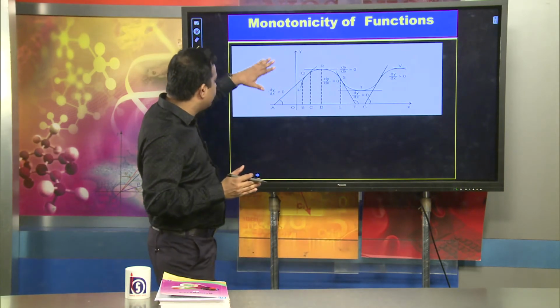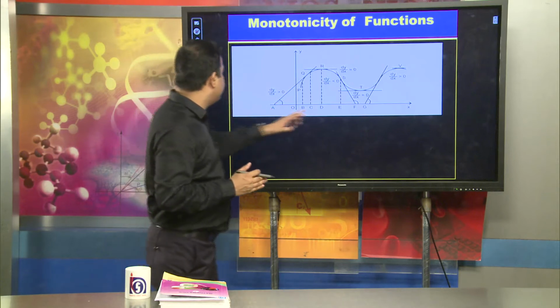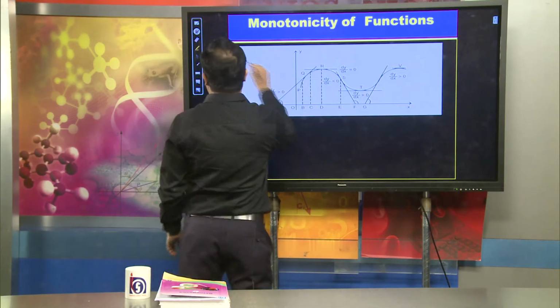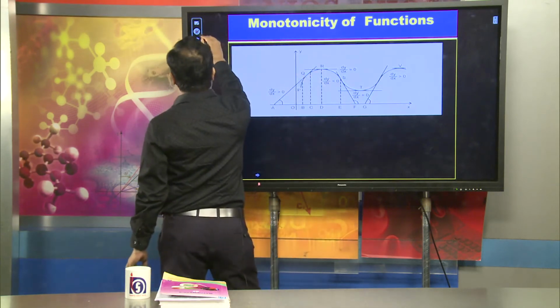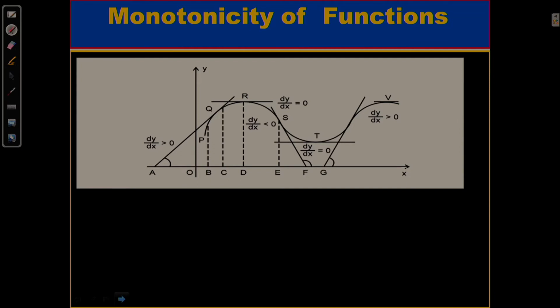If you see the graph of the curve, what do you find? Suppose this is the x axis, you already know the x axis, and suppose this is x dash, this is x, this is y, and this is y dash. Suppose this is the curve. Now, look at the nature of the curve. From P to R, you will find two situations. From P to R, what will be the nature?